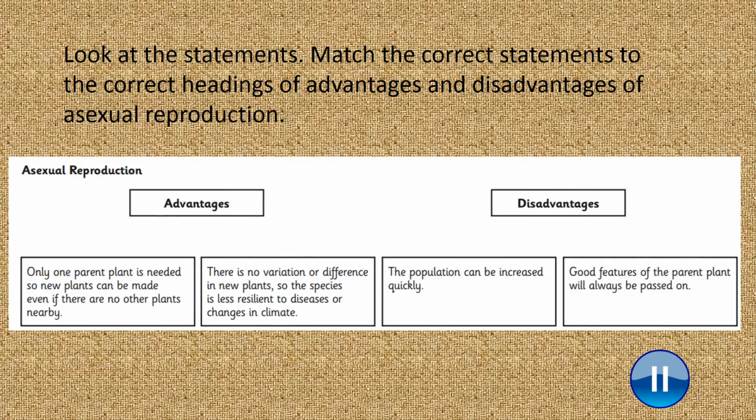Now look at the statements and match the correct headings, the advantages and disadvantages of asexual reproduction. Remember to write these down and we'll come back with the answers for both on the next slide.